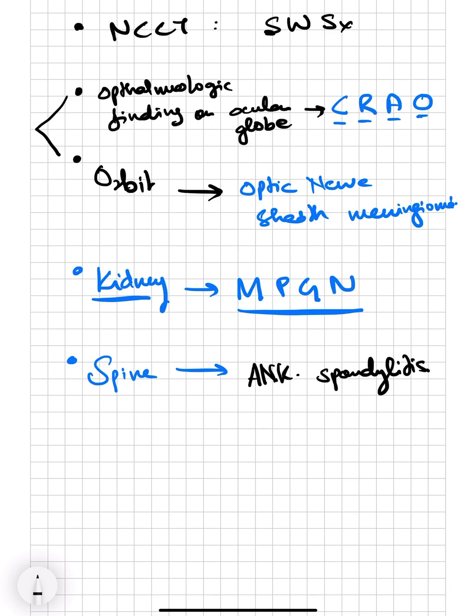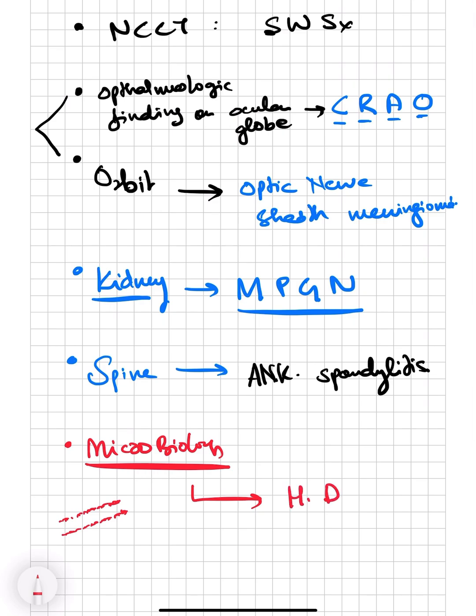Okay. Next, this one is a little difficult one. We often tend to forget this, so I'll make it red. What if you see it in microbiology? If in microscopy you are seeing a tram track or a railroad appearance, which organism does it characterize? This is none other than H. ducreyi.